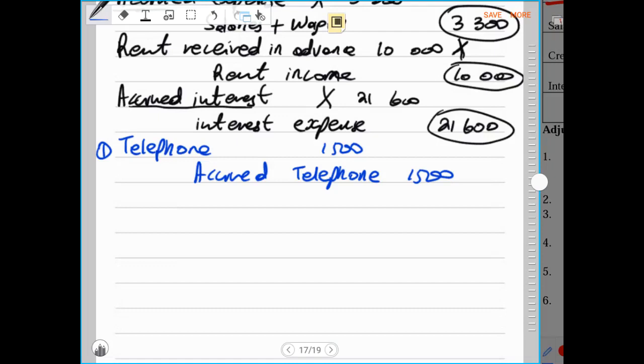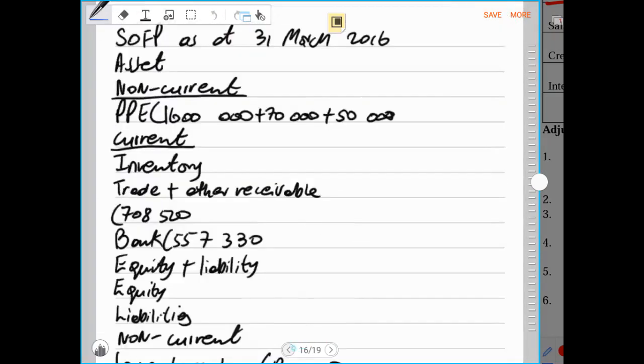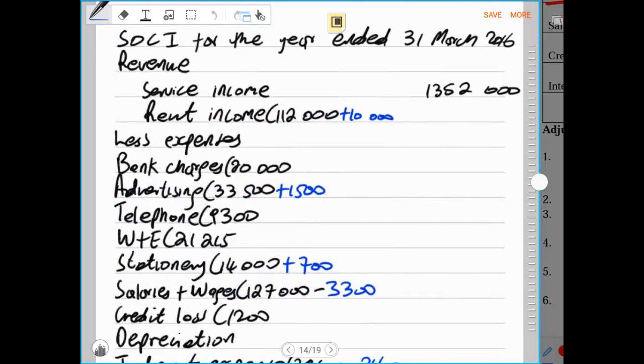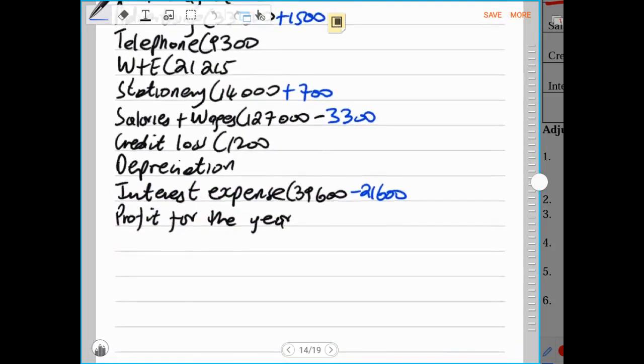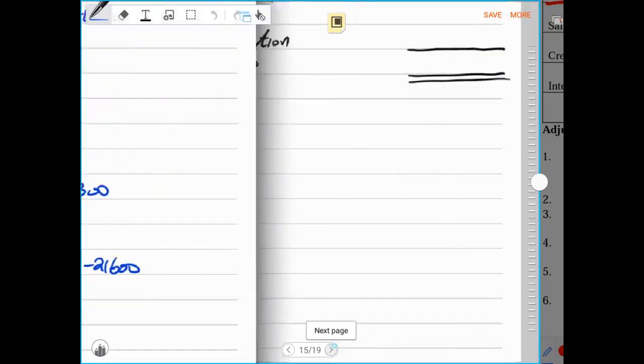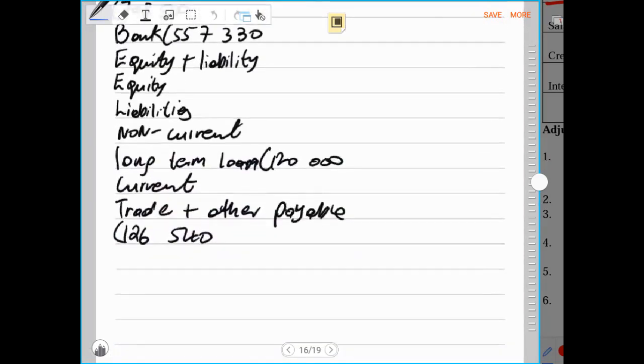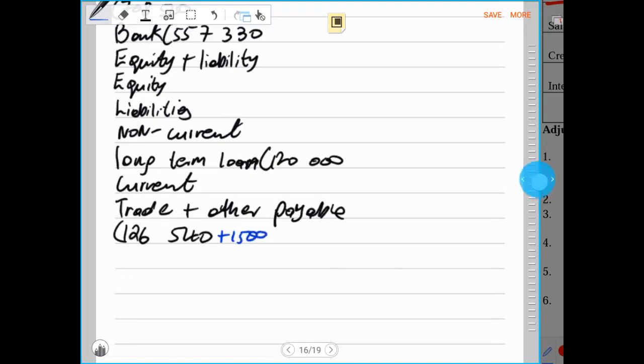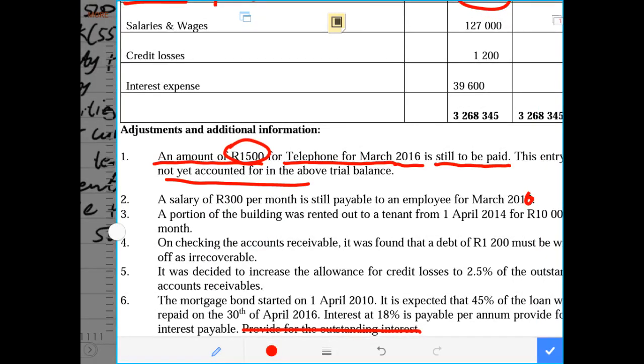So here is our expense, telephone expense, on the debit side. And our expenses, we know that they increase on the debit side. We go straight to our expenses under telephone and we increase our telephone by an amount of 1,500 rands. Then we go to our trade and other payables in the statement of financial position and add the 1,500, because it was not yet paid by the end of the current year.